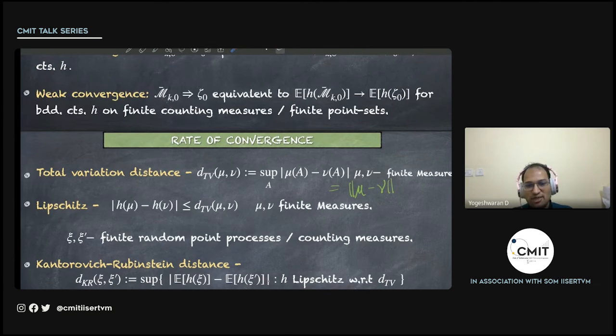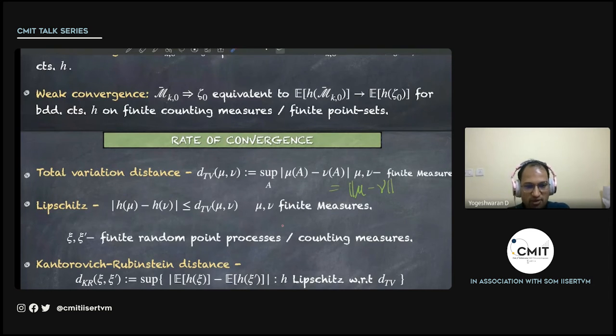I pick some Lipschitz function and compute the expectation. These are random variables: h of xi belongs to R, and so does h of xi prime. So these are expectations in the usual sense. Compute this, take the difference, take a supremum over all possible Lipschitz functions. This is called the Kantorowicz-Rubinstein distance. It comes from optimal transport theory. I won't describe the connection here.